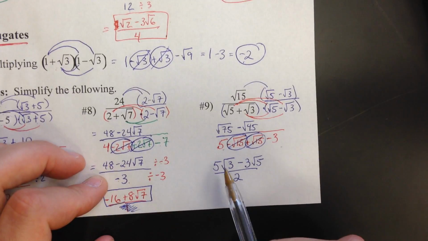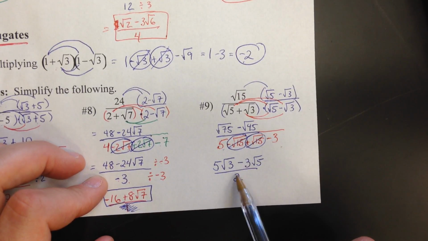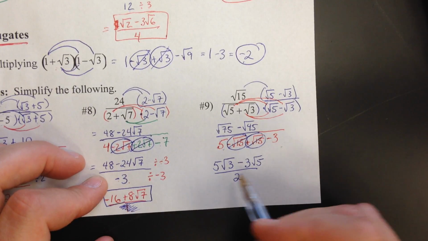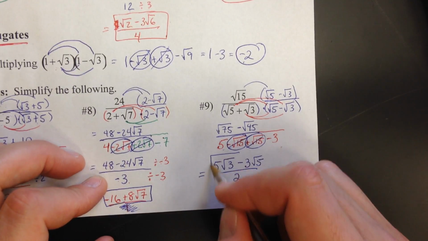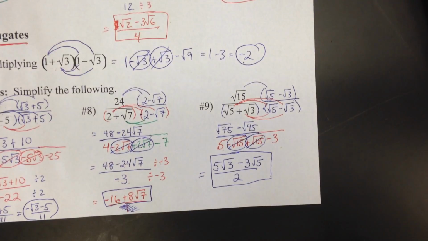In this case, 5, 3, and 2, there's no number that goes into those besides 1. So actually, this is a good answer. That's as far as we can take it. So that's it, right there.